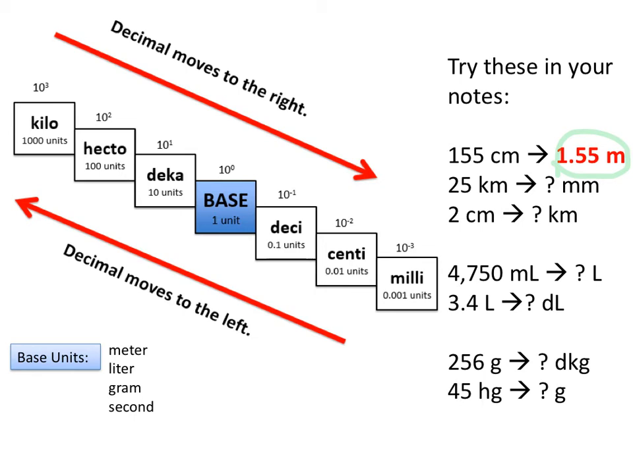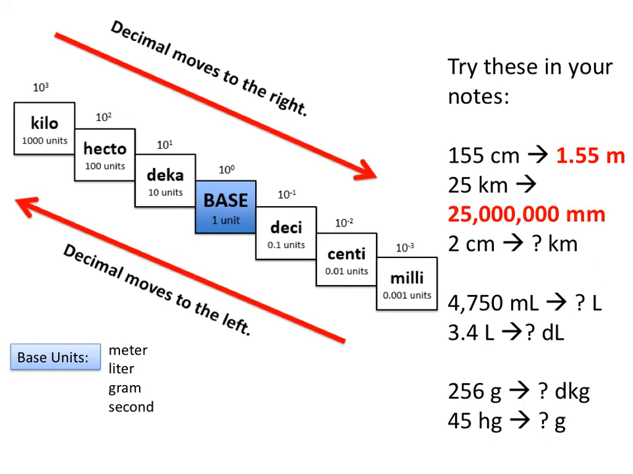Our next problem, 25 kilometers to millimeters. We're starting at kilometers and going to millimeters. When you do that, you move 1, 2, 3, 4, 5, 6 spaces to the right. So we add those 6 zeros and we get 25 million millimeters.